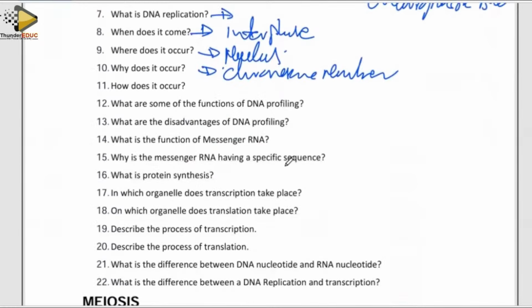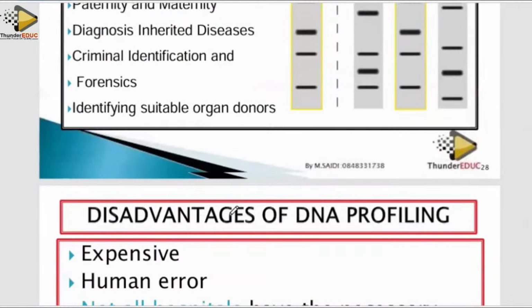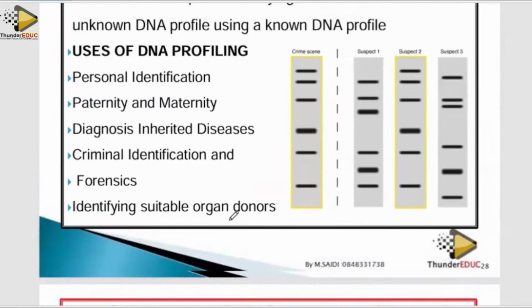What are some of the functions of DNA profiling? This one is a simple thing. I don't usually go through them, but we can use it for paternity tests, identification of individuals at a crime scene, or crime identification. You can talk about diagnosis of inherited disorders. You can talk about personal identification of relatives, or for example, when someone is dead or burnt, we are able to identify that individual.